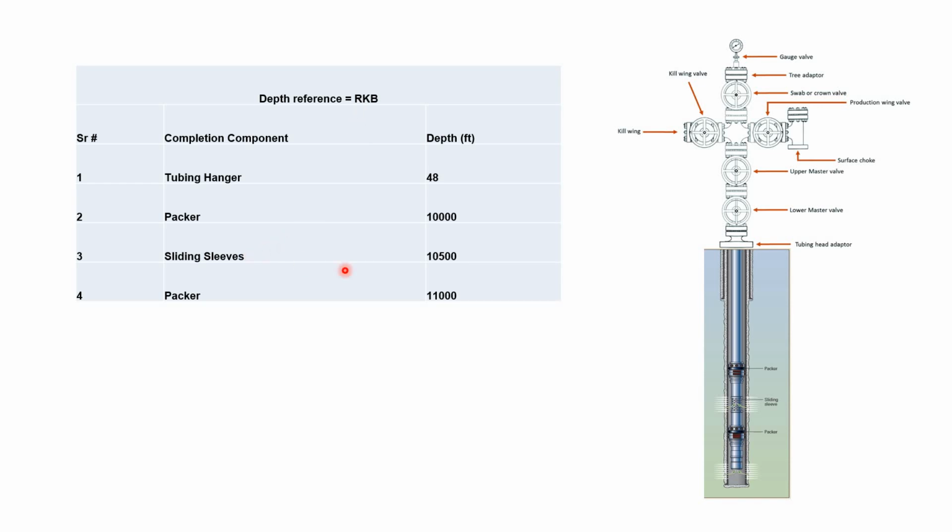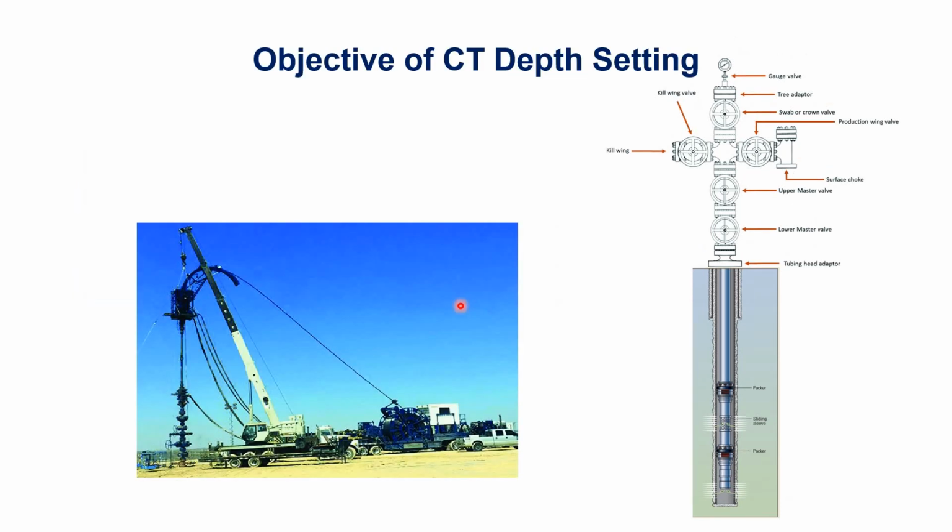Then the depth of the sliding sleeve is 10,500 and the packer is 11,000. Again, this 11,000 is from the reference depth RKB. So we have taken RKB as 0, and then from 0 to this packer, the depth is 11,000 feet.